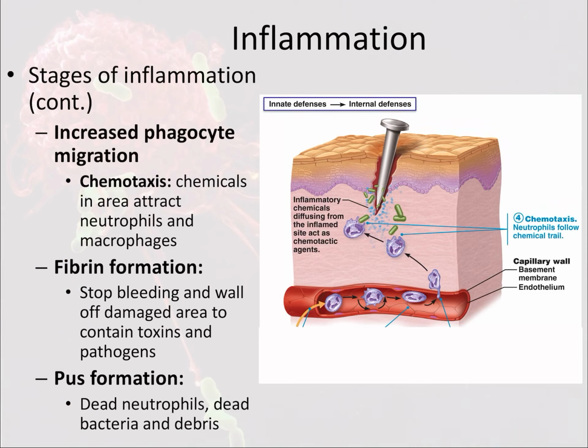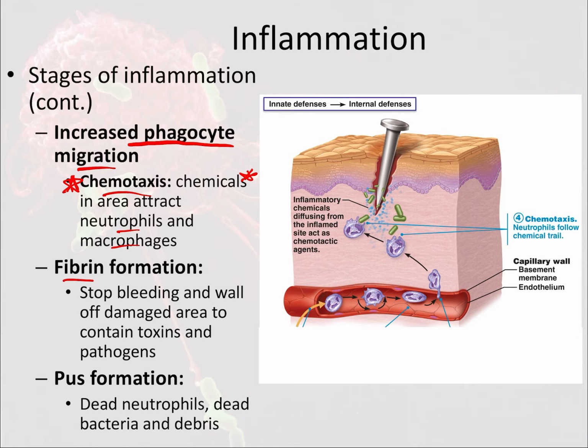Also, when we deliver more immune cells there, we get increased phagocyte migration. This is known as chemotaxis. There are certain chemicals released from those cell contents that attract neutrophils and macrophages to the area. With chemotaxis, all those cells make their way towards that area because they're called in by a chemical alarm.